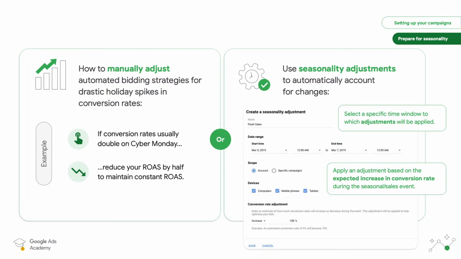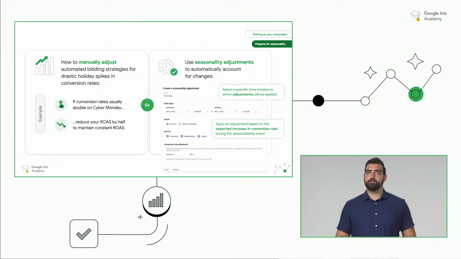If you're using seasonality adjustments to automatically account for these changes, select a specific time window to which adjustments will be applied, then apply an adjustment based on the expected increase in conversion rate during the seasonal or sales event. If you're using this feature, make sure you're very confident about the accuracy of these numbers. If we expect a higher conversion rate than what actually occurs, this could actually lead us to missing our ROAS goal. On the flip side, if we expect a lower conversion rate than what actually occurs, this means we will overshoot the ROAS target and leave profitable sales on the table.